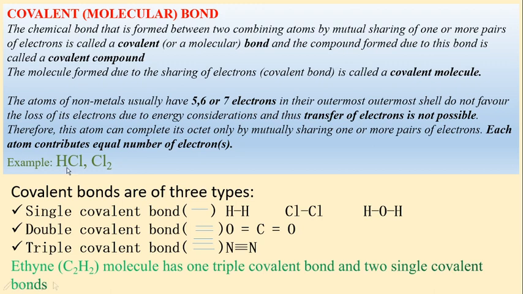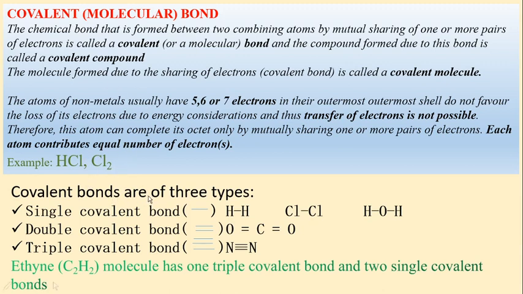Examples we can see: HCl, hydrogen chloride. Hydrogen and chlorine both share one electron among themselves. This is an example of a covalent compound. And Cl2, the chlorine molecule: two chlorine atoms are present, and each shares one electron among themselves. So this is an example of a covalent molecule.